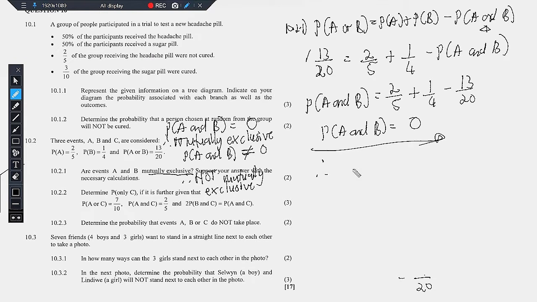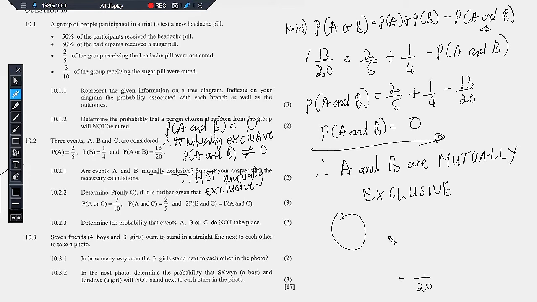So in conclusion, what can we say? Therefore, A and B are mutually exclusive, right? Because there is no intersection between them. So if you had to draw them, this would be A and this would be B, and there would be a space in between them, right? So then mutually exclusive.